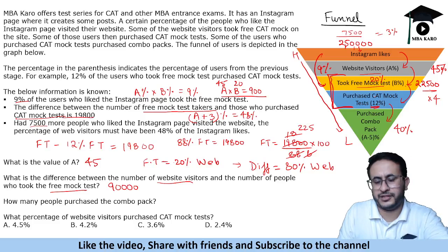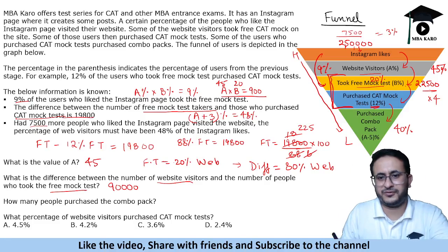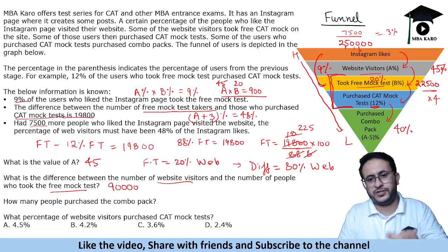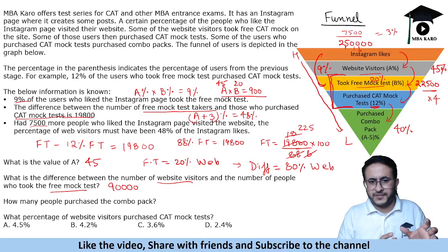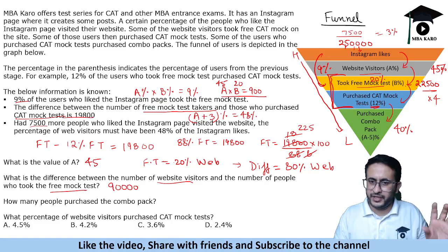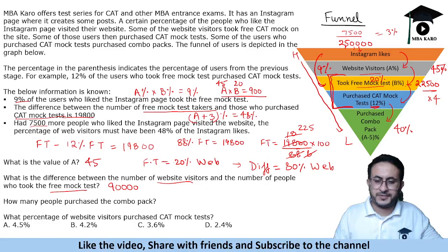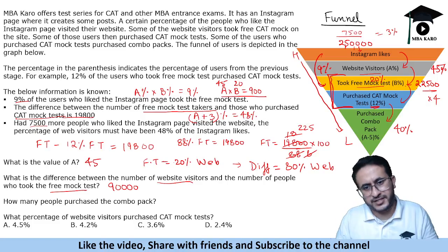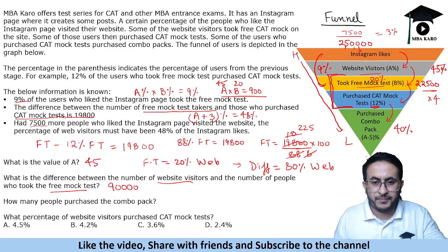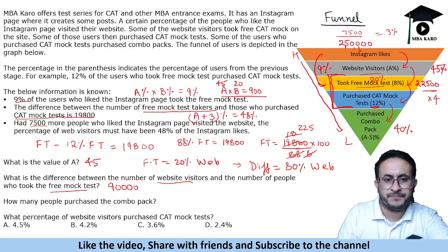Okay, if you want to calculate the web visitors, that is fine, right? You will calculate 5 times of this, because 20% is 1/5. You will calculate 5 times and subtract, or you can do this logic also. 20% of web visitors are taking the free test, so the difference is 80%, because website visitors is 100% and free test is 20%. We know that 20% is 22,500. Multiply by 4 to get the answer.